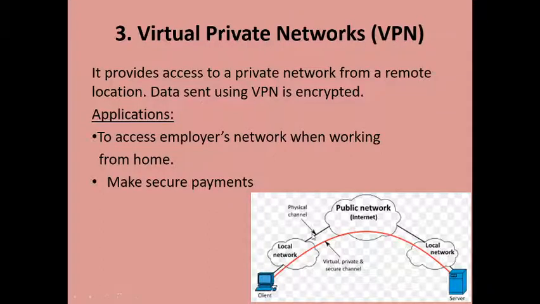Now look at this picture. Two local networks are here, local area networks. This is the client, this is the server. This is the public network, the internet. Now can you see this red colored line? This is the virtual private network. This is a private line, a secure line. You are using this network through the internet. Then outsiders can't tap into this network because it's private.